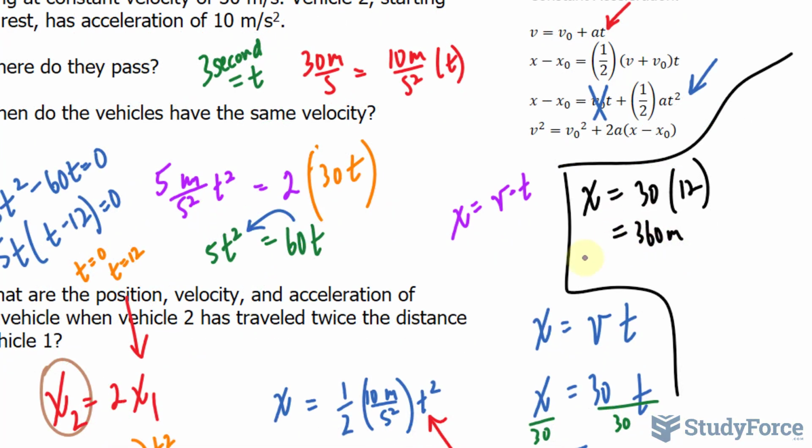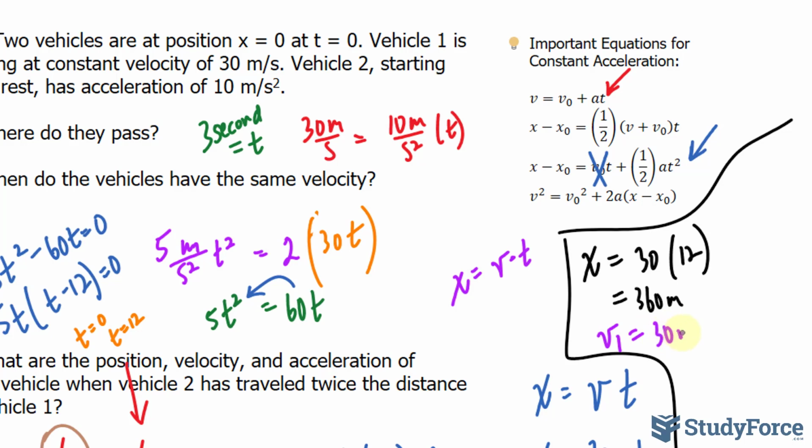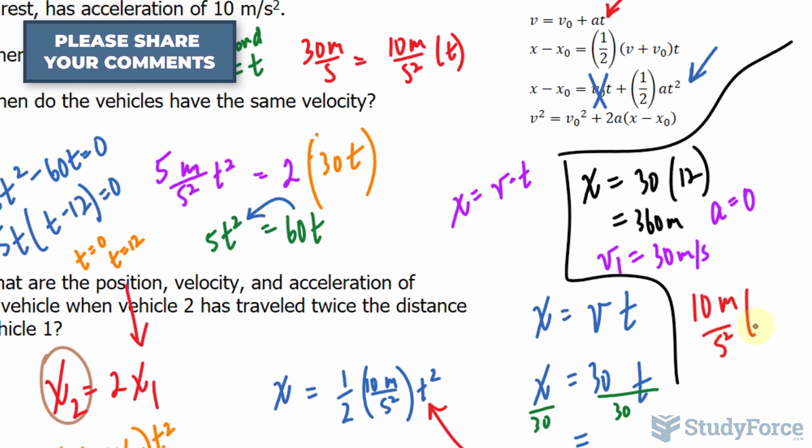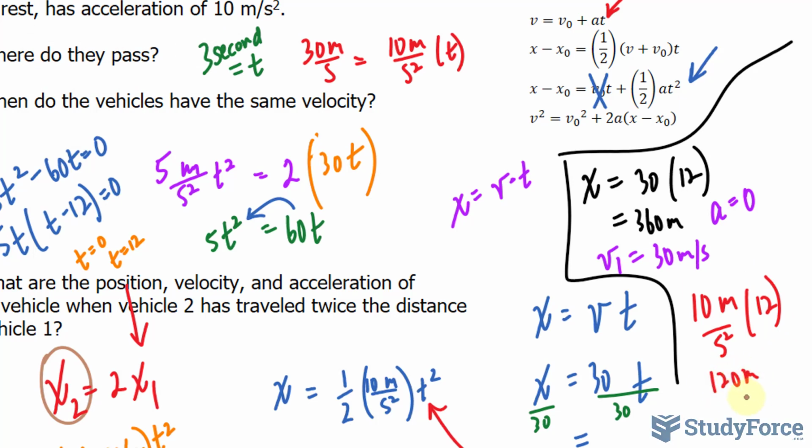This represents the position of vehicle 1, and the velocity of vehicle 1, since it's constant, is still 30 meters per second, and the acceleration of vehicle 1 will be 0 because it's constant velocity. For vehicle 2, we'll take its acceleration, 10 meters per second squared, and multiply it by the time, which we found was 12. This multiplies to 120 meters per second. That's the velocity of vehicle 2. The acceleration will be the same.